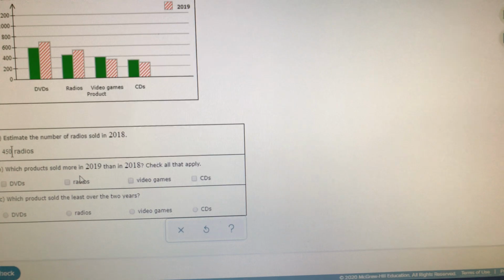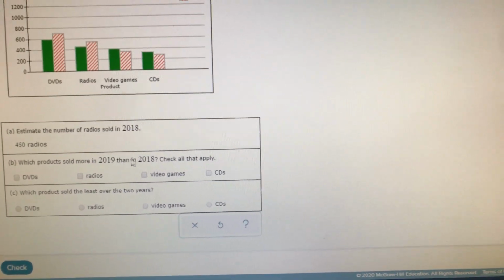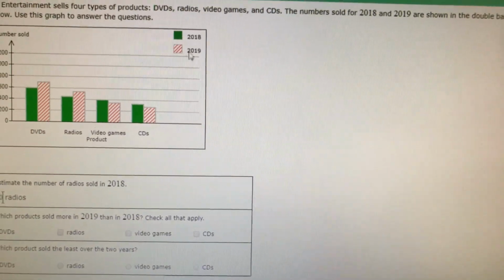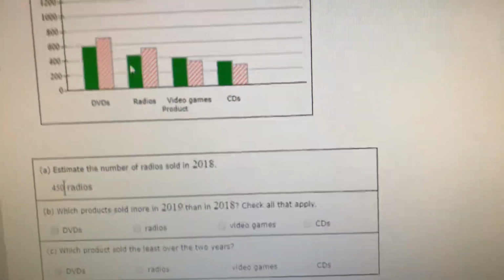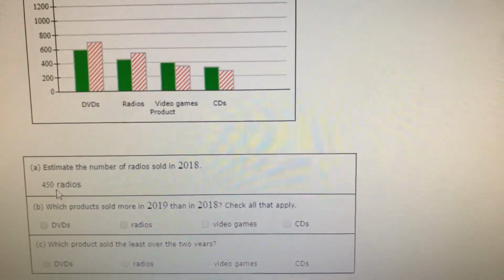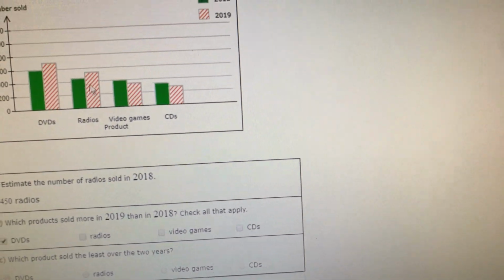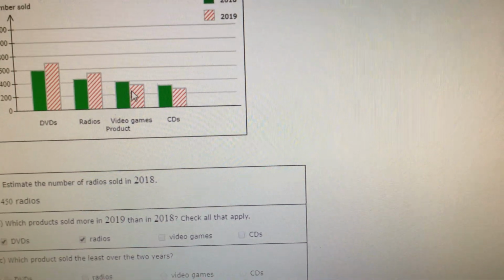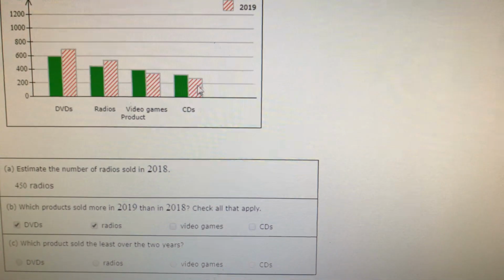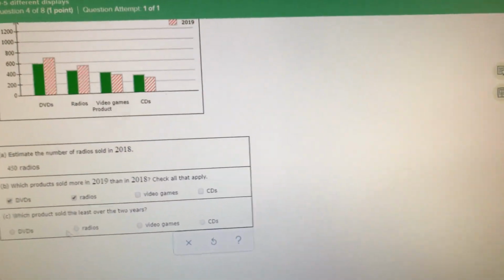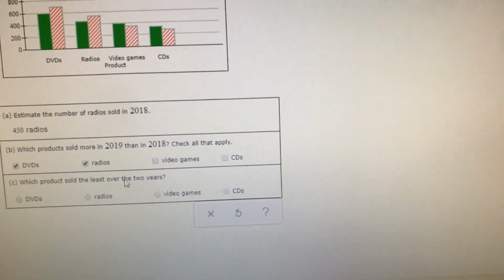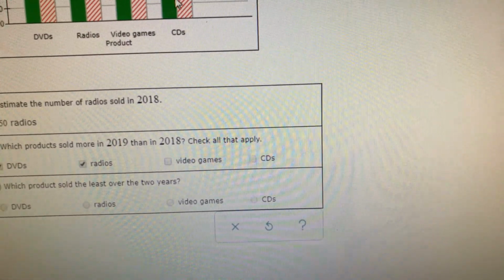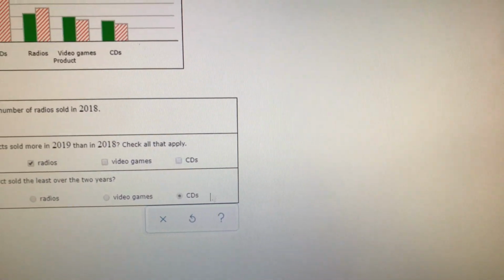Which product sold more in 2019 than in 2018? Check all that apply. DVDs is higher in 2019, so DVDs is one. Radios is higher in 2019, so I would check radios. Video games went down, so I would not check that. And CDs is not higher, so I would not check that. Which product sold the least over the 2 years? That would be combining the two. These are the two smallest for both years, so I would say CDs.